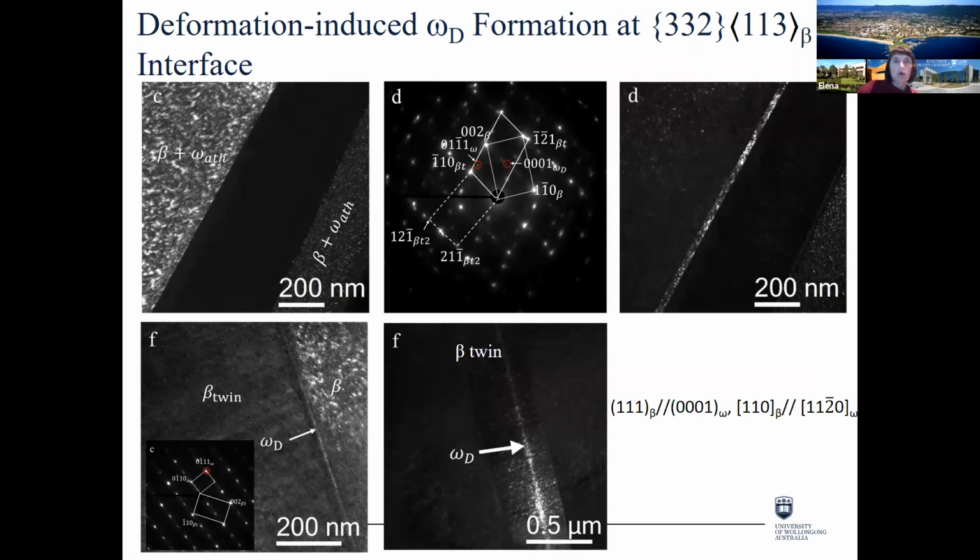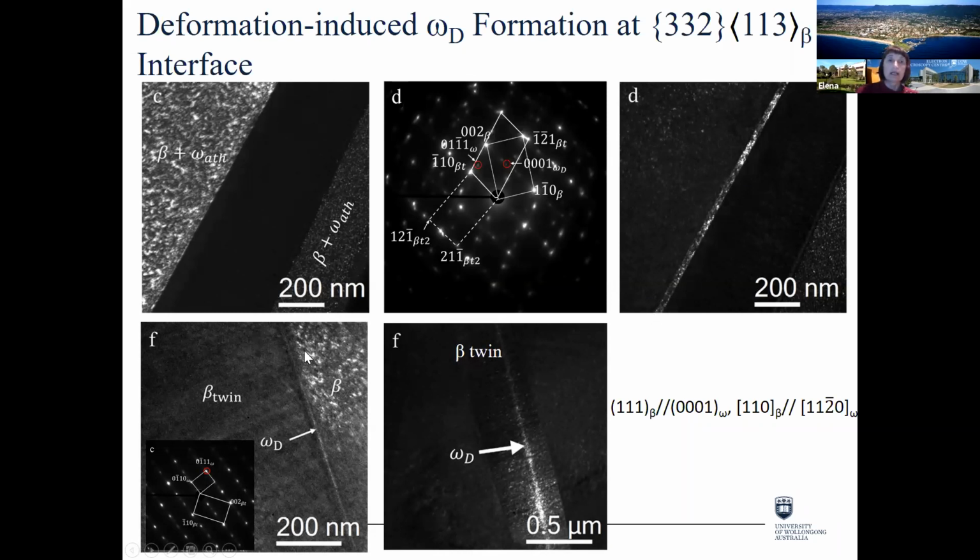And also we observed formation of deformation-induced omega in two other locations associated with 332-113 twins. One is also at the interface, similar as in the previous case, we saw formation of the 112 twin. Here we have formation of deformation-induced omega at the 332 twin-beta matrix interface.